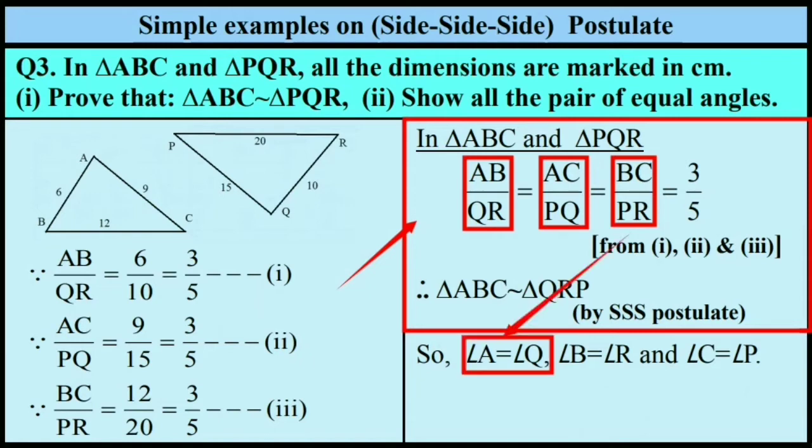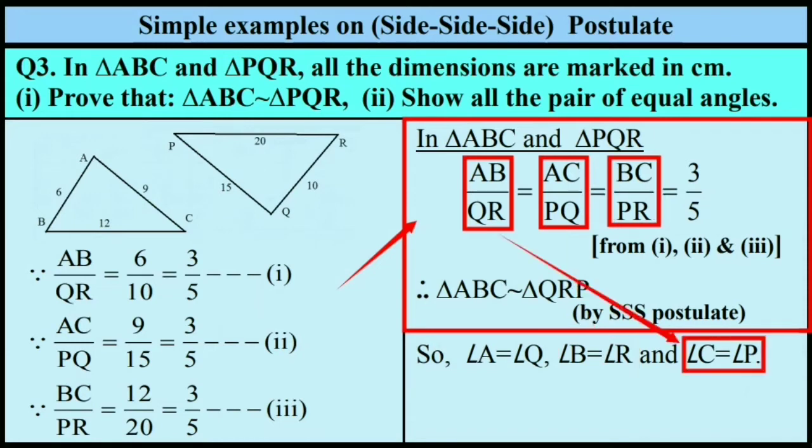And the ratio BC by PR determines angle A equal to angle Q, because BC has the opposite angle A in triangle ABC and PR has the opposite angle Q in triangle PQR. Similarly, the sides ratio AC by PQ determines angle B equal to angle R, because AC has the opposite angle B and PQ has the opposite angle R.